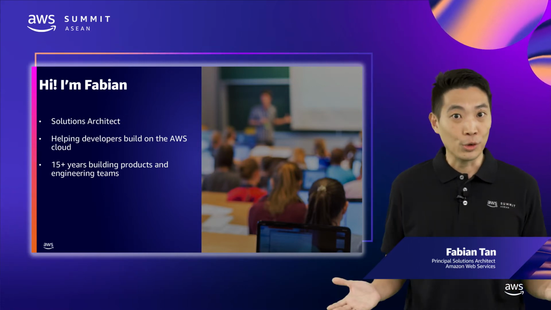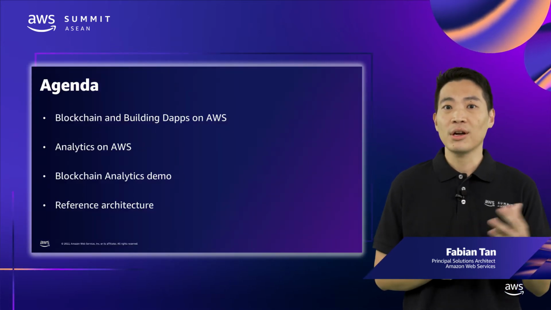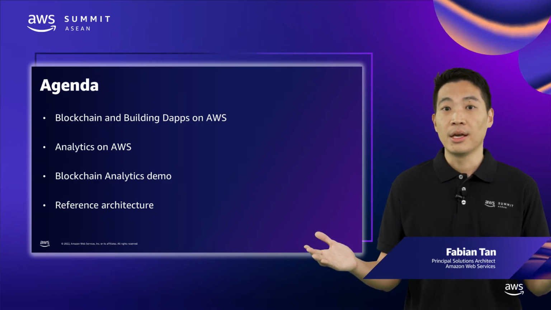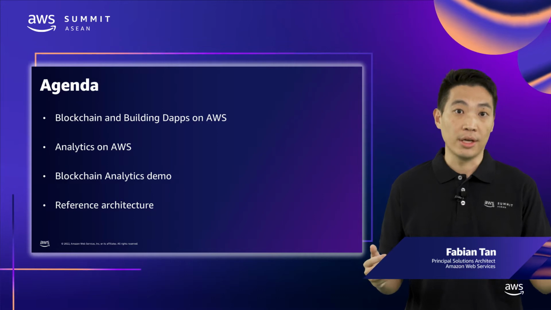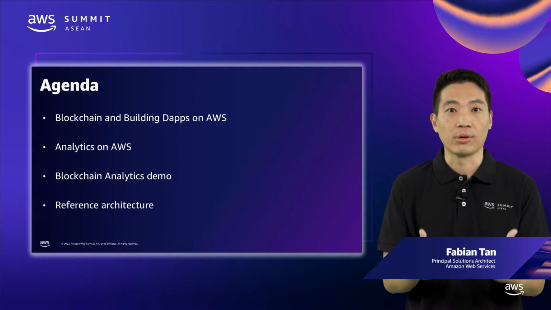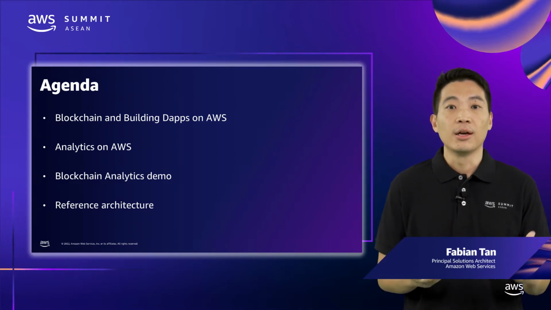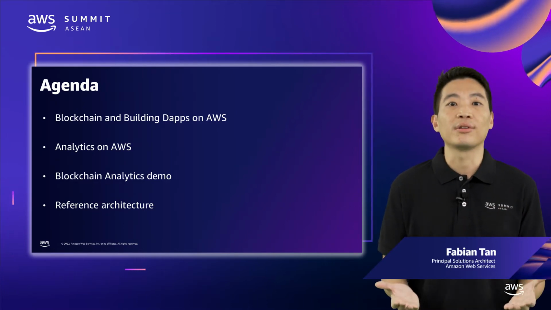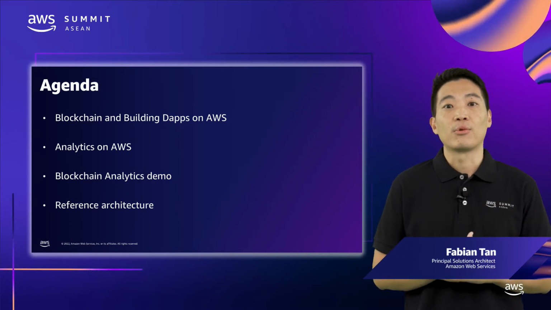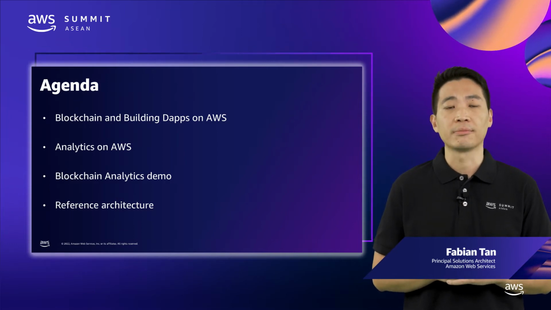Therefore, without further ado, let's begin with the agenda. In this session, we're going to talk about blockchain, what offerings AWS provides to simplify blockchain development, and how to build decentralized applications on AWS. Following that, we will cover some concepts on analytics on AWS, how to analyze blockchain data on AWS, and then we will run a demo to showcase how these concepts look after being deployed. Finally, we will share some reference architectures to help you envision different implementation possibilities.